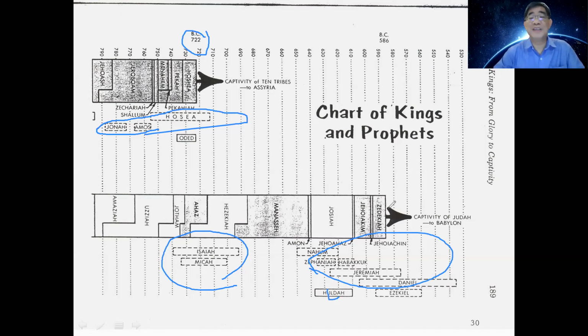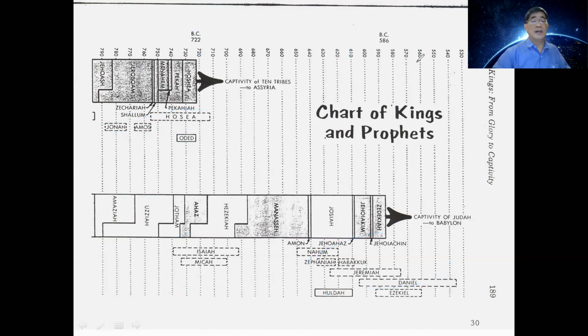Now, the year that they were captured by Babylon, you can also see in this chart, here, slightly blocked by the cursor. It is 586 BC. So these are very informative charts. Let me clear this before I move to the next chart.